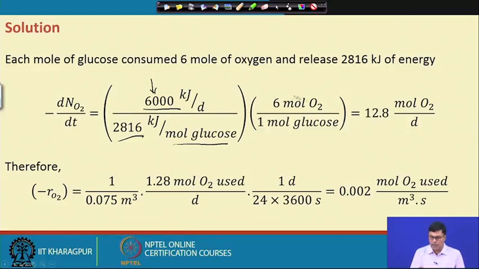Then we multiply by 6, because 6 moles of oxygen are required for the consumption of 1 mole of glucose. So we will get how many moles of oxygen are required per day. Here, what is the unit that you have? Moles of oxygen used per cubic meter per day, am I right? Now the question comes, how can we convert to per second?